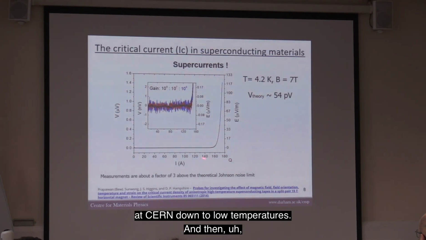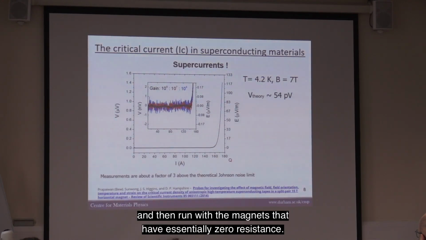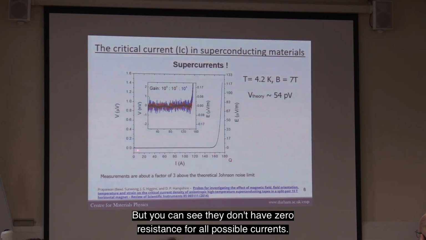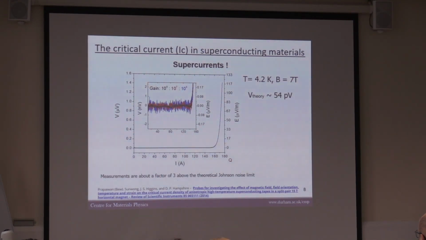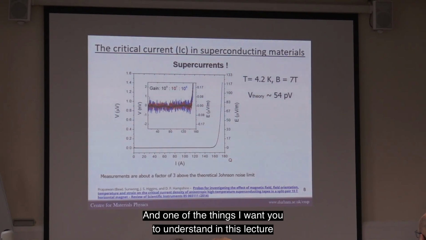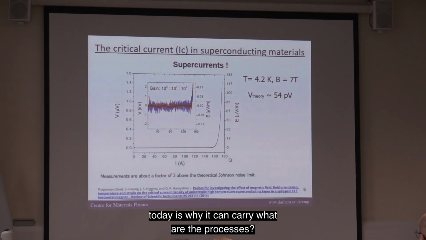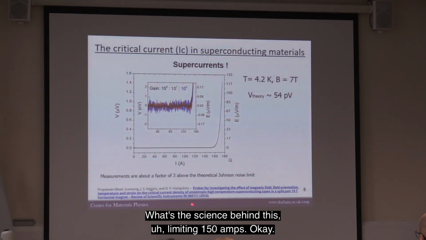then run with magnets that have essentially zero resistance. But you can see they don't have zero resistance for all possible currents. In this case, the superconductor can carry about 150 or 160 amps. And one of the things I want you to understand in this lecture today is why it can carry, what are the processes, what's the science behind this limiting 150 amps.